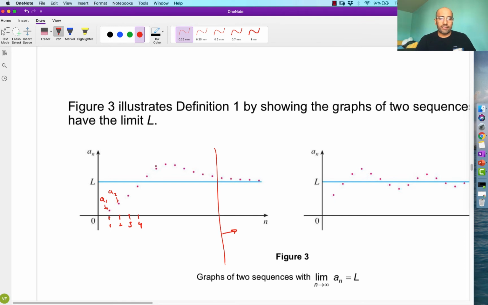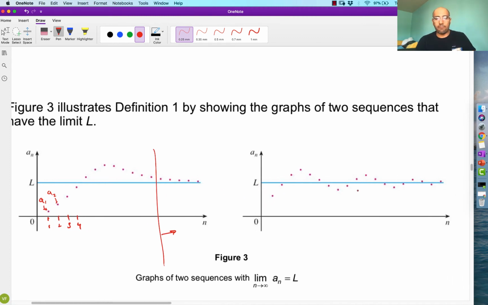So here we have a case where they cross from below to above capital L and then get infinitely close to it. Here we have another graphical example of the same thing, except it looks like it's oscillating above and below it, above and below it. But it still seems like it's getting closer and closer to capital L. So in both of these cases, we say that as n gets infinitely large, the a sub n values get infinitely close to capital L.